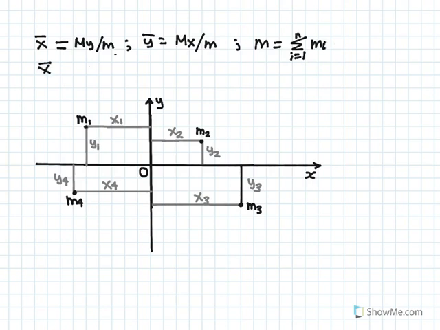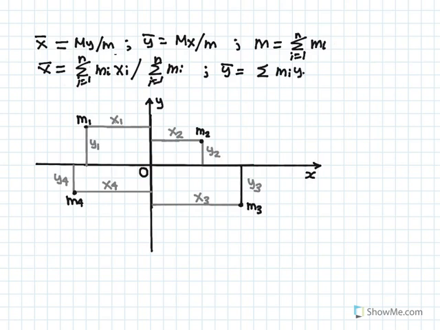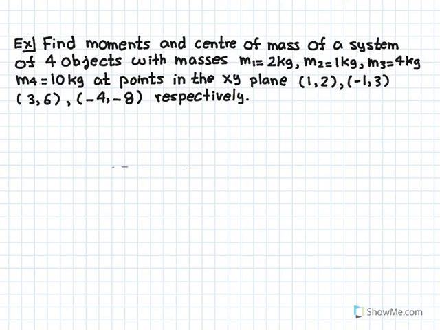So x bar is equal to the moment with respect to the y-axis, summation mi xi, divided by total mass, that's summation mi, i equals 1 to n. Y bar is equal to summation mi yi, i equals 1 to n, divided by summation mi, i equals 1 to n.